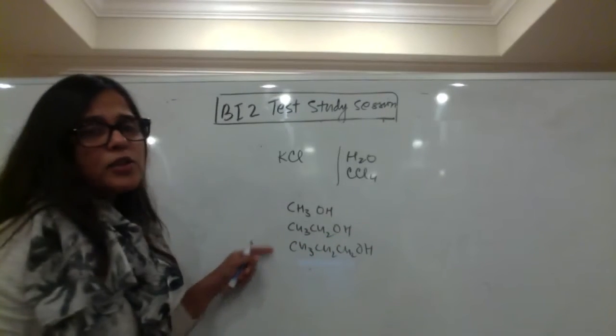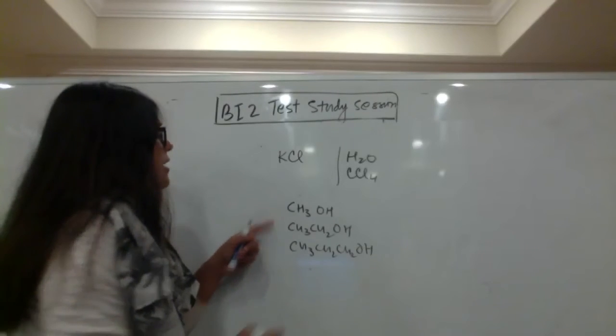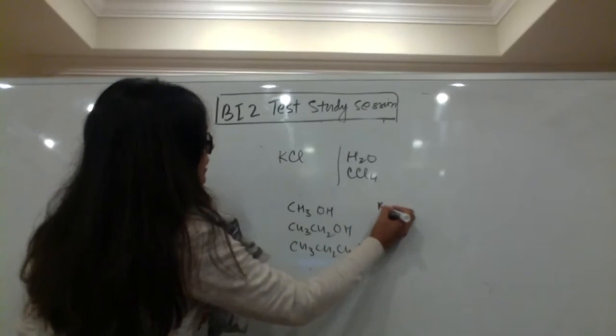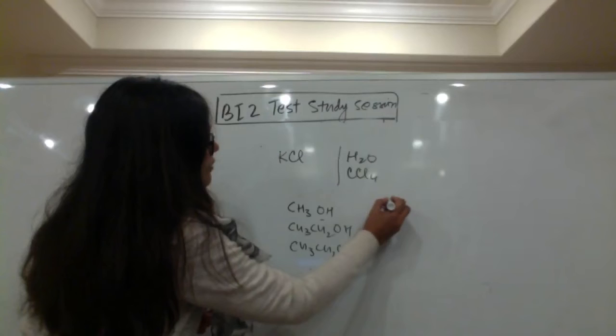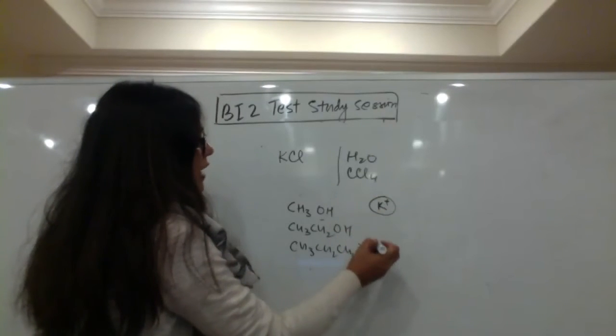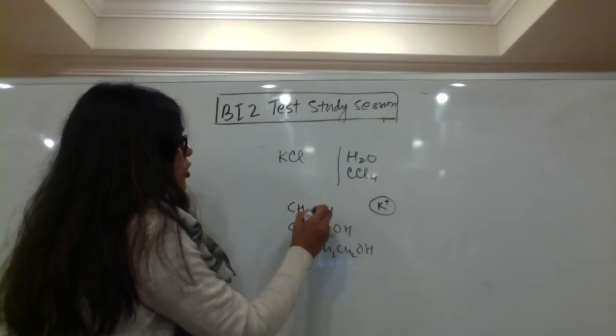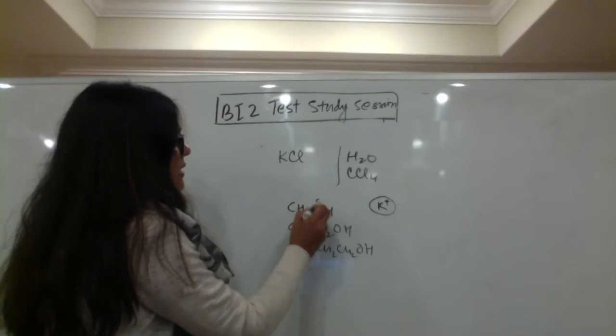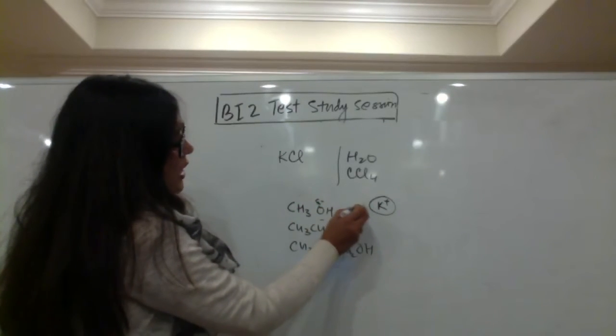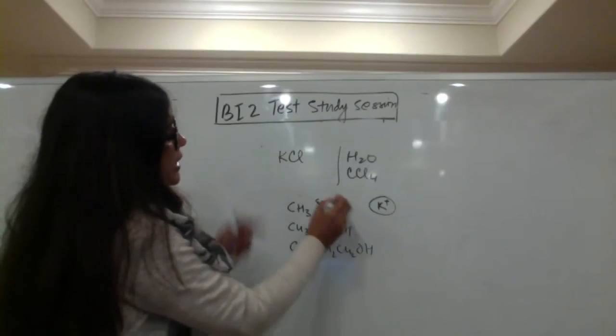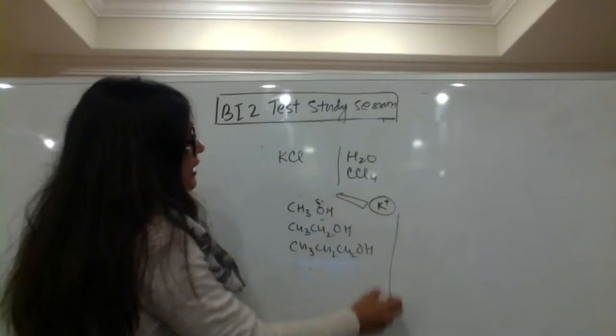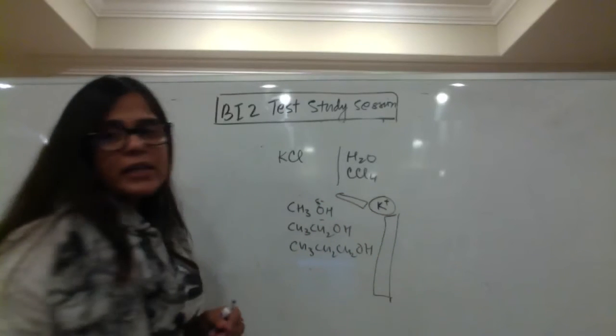If you are referring to that, there was a different criterion here. Solubility will mean these molecules will have to arrange themselves around K and Cl, right? So if this O, which has the negative charge, has to be attracted by K, the smaller the molecule, the easier it is to align it.